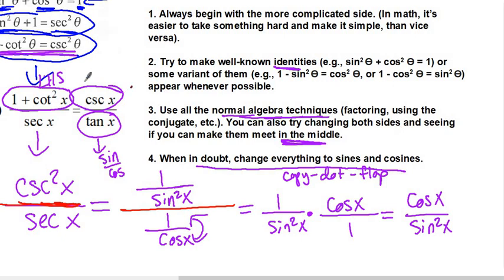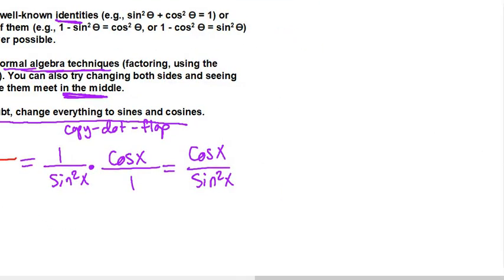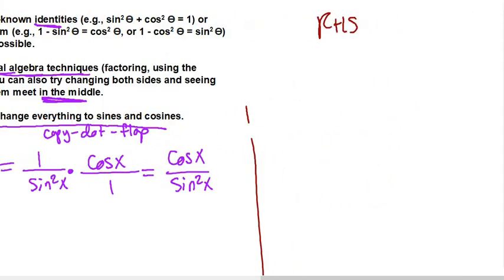We're a little bit stuck right now, so let's pause and let's now start working on the right-hand side and see if we can make it meet in the middle with cosine over sine squared. That's what we'll try. So I'm just going to copy that over here. So this, we're now starting to work on the right-hand side. And the right-hand side, once again, it was cosec over tan. So we want to start changing that around and see if we can make it meet the other one in the middle. So we're gonna play with the right-hand side now.